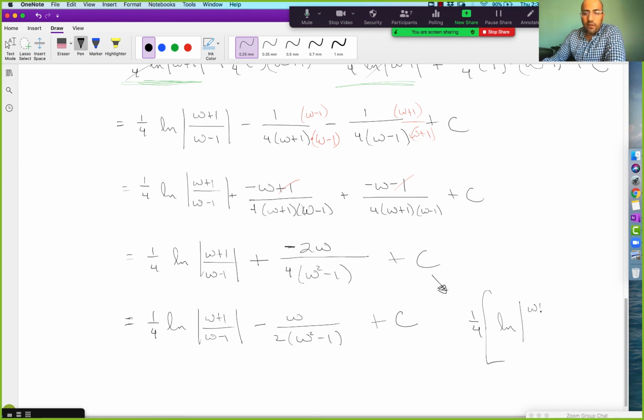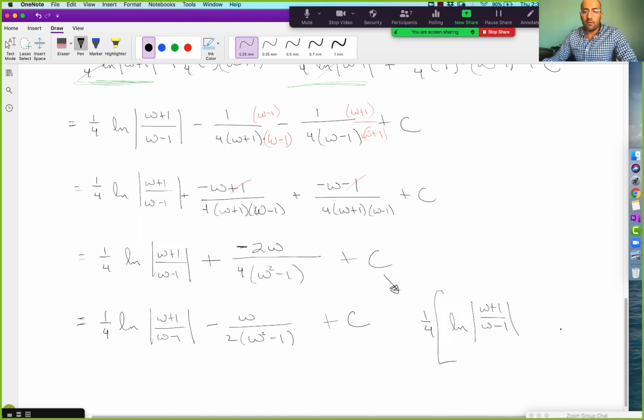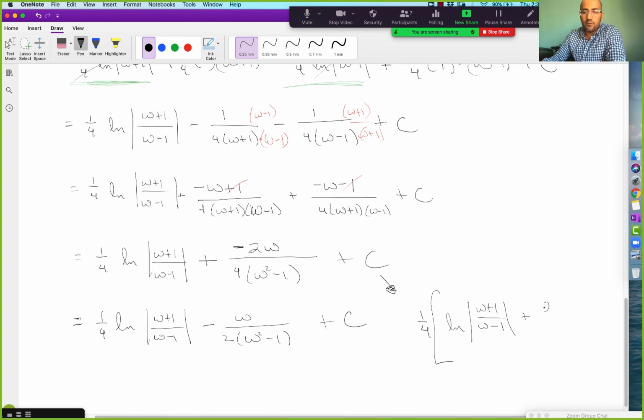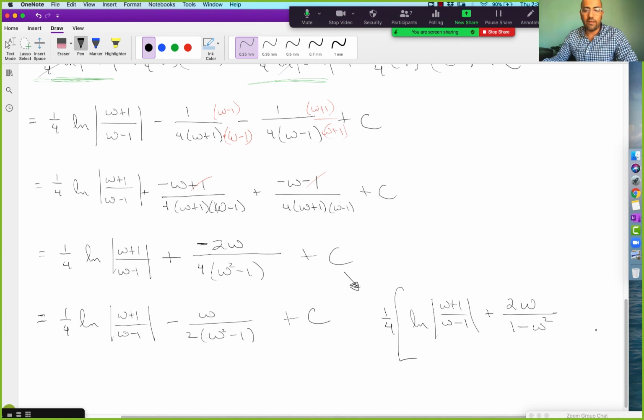Ln of w plus 1 over w minus 1. And then since you just factored out the 1/4, we leave that 2 there. So plus 2w. And then that minus, they distributed in the denominator to write it as 1 minus w squared. Not sure why they prefer it written that way. And then plus some constant.